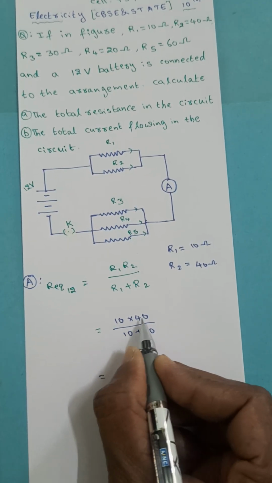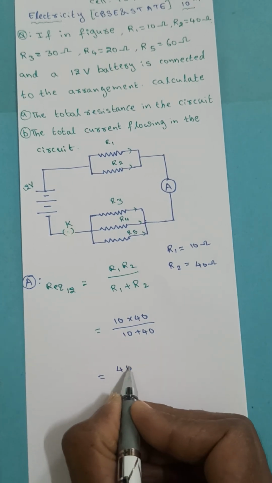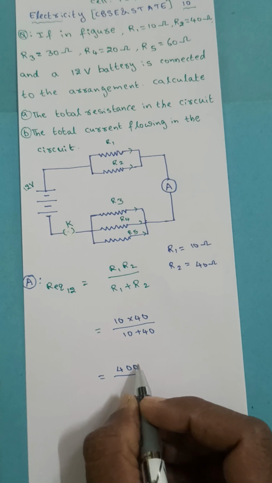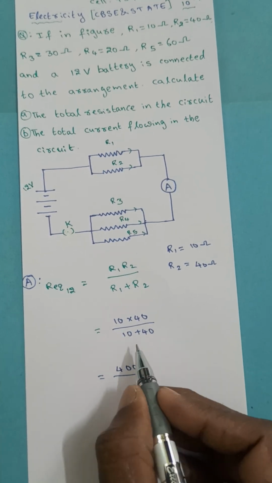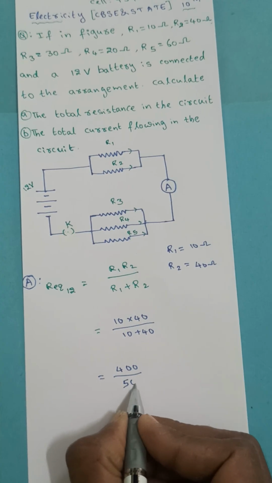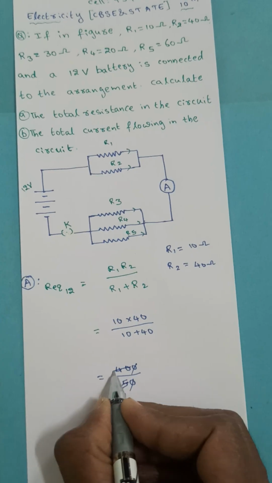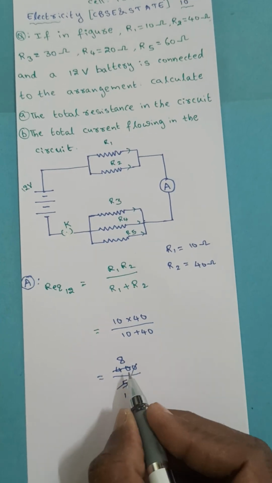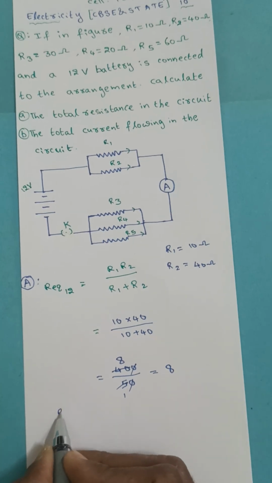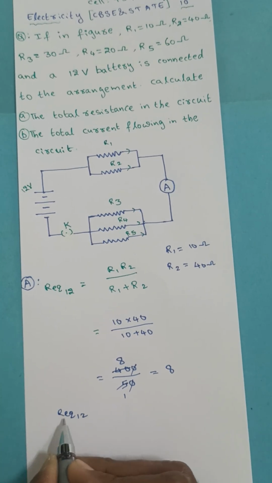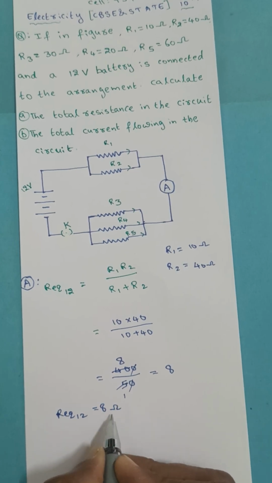4 1s are 4, 0 into 0 means 400. You can do it like this also: 40 plus 10 is 50. So the zeros cancel, 5 1s are 5, 5 8s are 40, which is equal to 8. So R equivalent 1 2 is equal to 8 ohms.